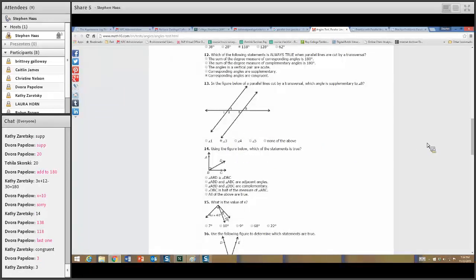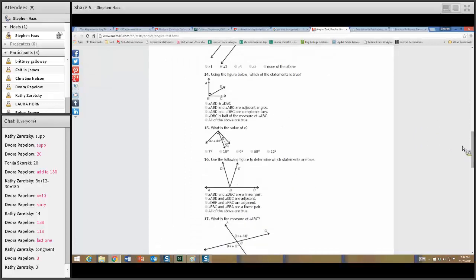Using the figure below, which statement is true? Now, it looks like we've got a perpendicular line. AB is perpendicular to BC. And we have D cutting it. ABD is congruent to DBC. I don't see anything that proves that. It might be true, but we have no real way of knowing that from the diagram. ABD, this angle, and DBC, this angle, and ABC are adjacent. No, I mean ABC includes ABD as a smaller angle, but they're not adjacent.